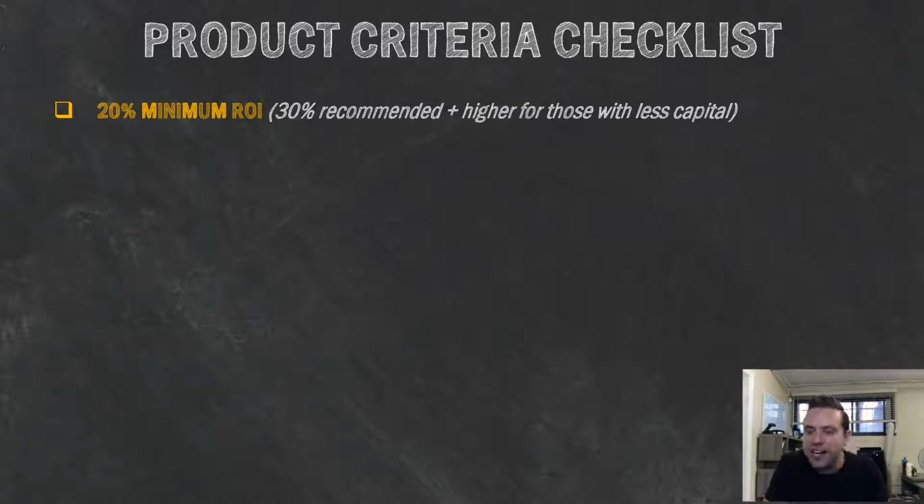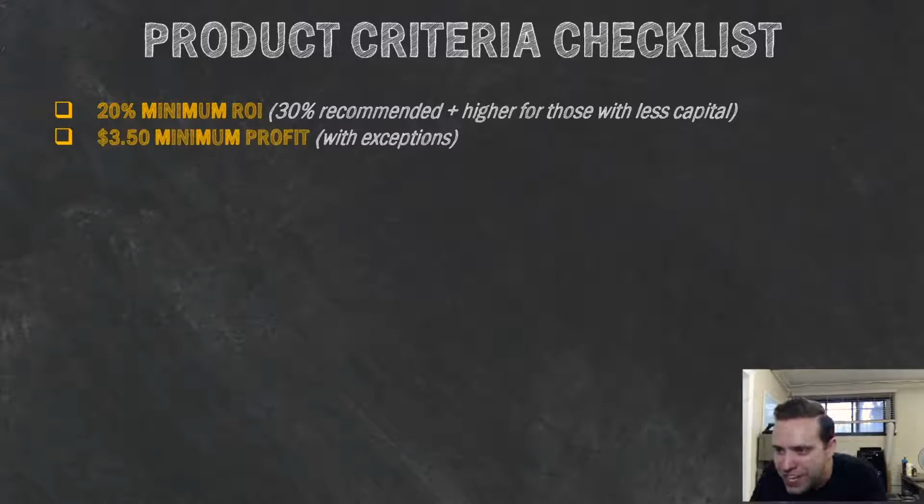It is a rough guide, and hopefully by the end of module number 4, you will be able to tweak this to where it makes sense for you. But if you're just starting out, 20% minimum ROI, 30% recommended, and higher for those with less capital. If you're starting wholesale and you only have $3-4 grand, you should be looking for things that are even above 30%, for things that are 40% and above. The less money you have, the more stingy, the more discerning you want to be with it.